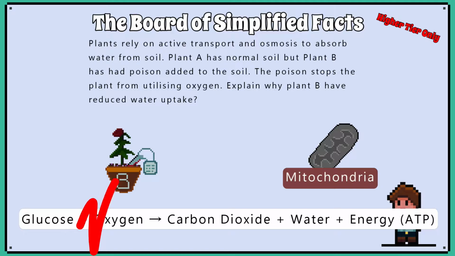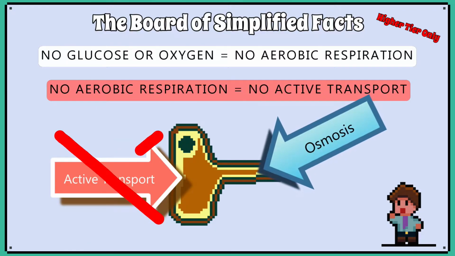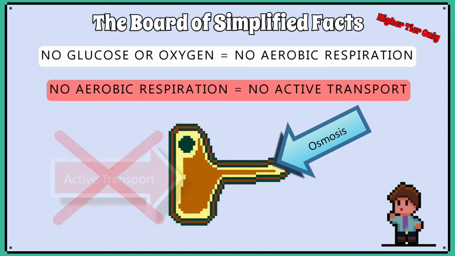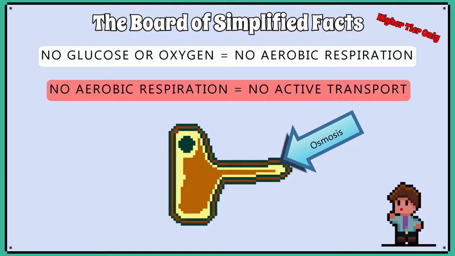Now, of course, because there is no oxygen, that means aerobic respiration cannot take place. This means no energy, ATP, is being released, and active transport requires an input of energy in the form of ATP. This means the root hair cell is unable to absorb mineral ions against the concentration gradient, and the water concentration inside the root hair cell will reach equilibrium with the soil the plant is in. The rate of water uptake is therefore reduced.